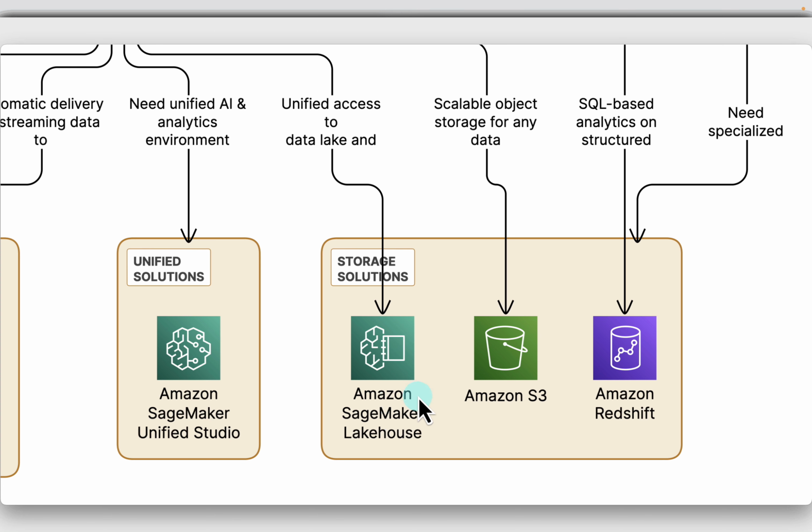Next, we have Amazon SageMaker Lakehouse, and this unifies your data across Amazon S3 data lakes and Amazon Redshift data warehouses, helping you build powerful analytics, ML, and generative AI applications on a single copy of data. Generative AI is similar to what we are using nowadays, ChatGPT, Claude, and all. Those are called generative AI.